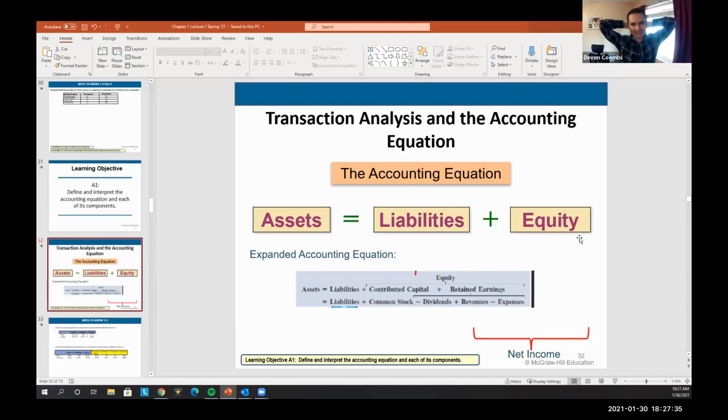So what do I mean? Assets equal liabilities plus equity. Another way to say this is assets equal liabilities plus common stock minus dividends plus revenues minus expenses. Now, this seems like a lot. There's a lot here, but if you don't want to be math majors, I think we all learned addition and subtraction. I think we all know that. We're good, right? Addition and subtraction, that's all accounting is.